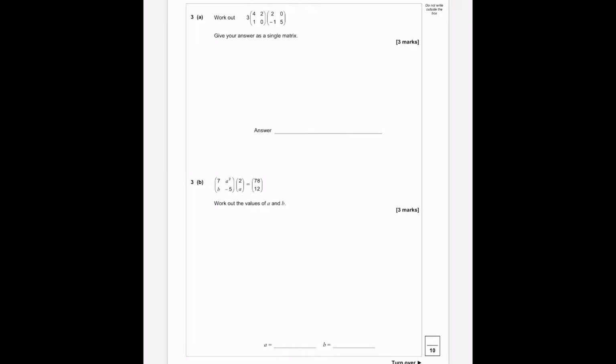Question 3a, matrix multiplication. If you wanted to multiply the first matrix by 3, each part in it first, and then carry out the matrix multiplication, that's absolutely fine. I've just multiplied the two matrices first, and then multiplied each part by 3 second. Either way, you end up with 18, 36, and 0.